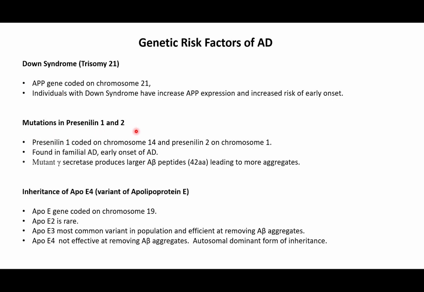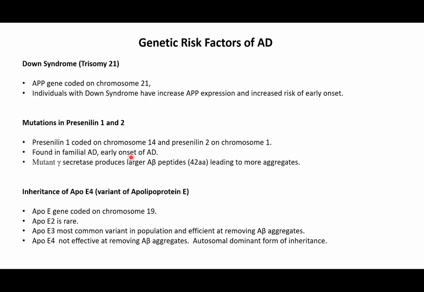Mutations in presenilin 1 and 2. Presenilin 1 is coded on chromosome 14, presenilin 2 on chromosome 1. Do not memorize the chromosome numbers, that's just memorization. I'm never going to ask you, you can always Google that stuff, but know the rest of it. This is found in familial Alzheimer's disease or early onset.